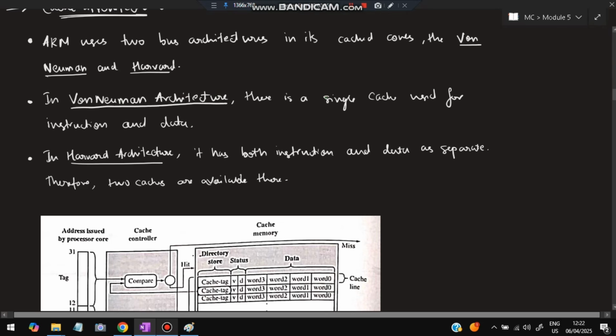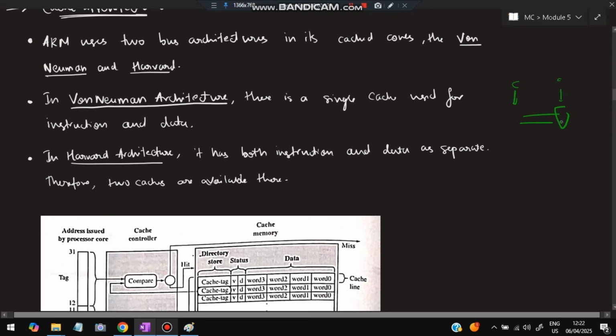In von Neumann, there is a single cache for instructions and data. As you know, the data is present here, and what is to be done with the data, that will be written in instructions. Instructions will instruct us what to do with this data. Both instructions and data form a crucial part of the system, and both will be stored together in one von Neumann architecture. But in Harvard architecture, both will be separate. Data will be here and one cache will be associated with that, and instructions will be here, and one cache will be associated with that.